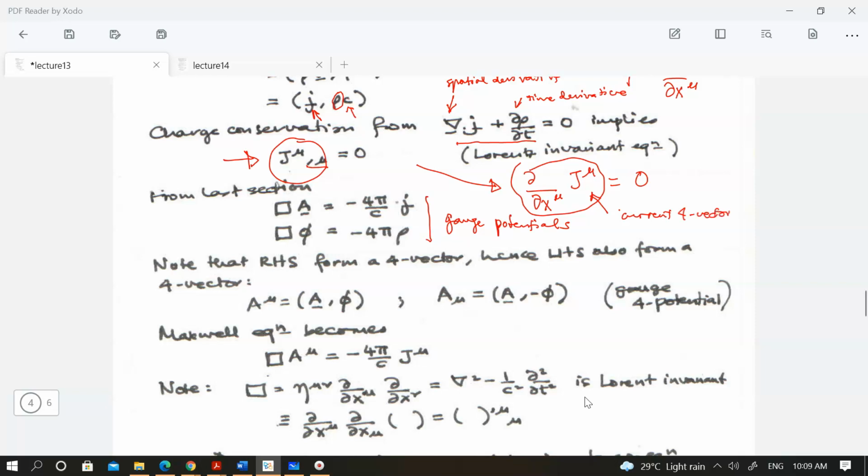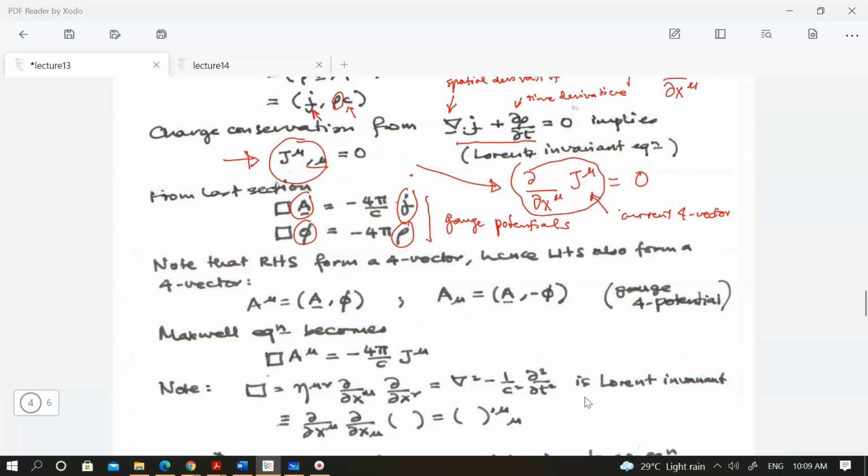Okay, and you can see that it appears here. It appears inside this one and this one. So in other words, these two should also be related. This A and phi should be related. And the way to do this is to make them a four vector.